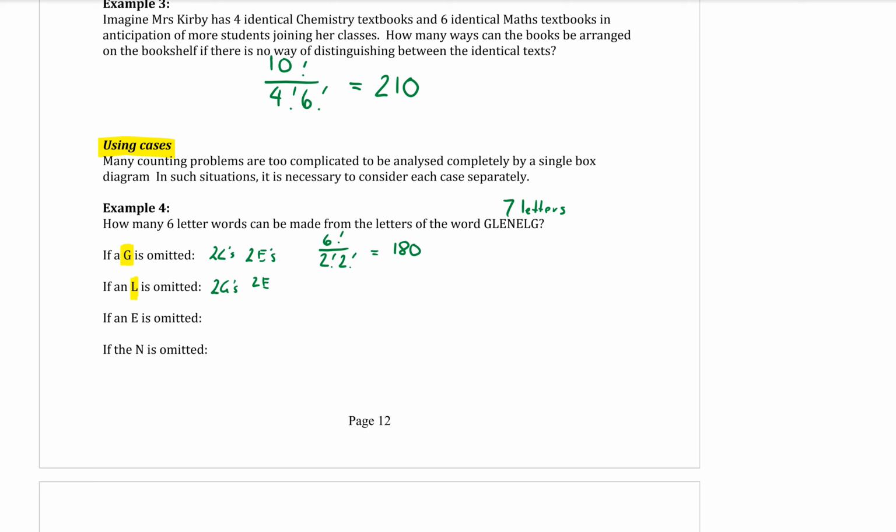All right, so that is 6 factorial again over 2 factorial, 2 factorial, so 180 again. What about if the E is left out? Same thing. It is going to be the same again, because I'll keep writing on my working out here. I'm going to have 2 L's and then I would have 2 G's. So it'll be 6 factorial again over 2 factorial, 180.